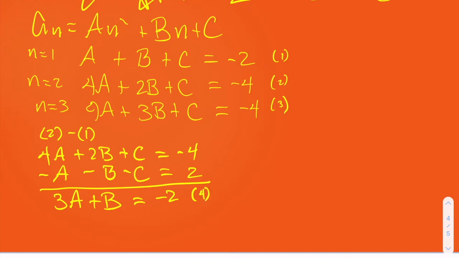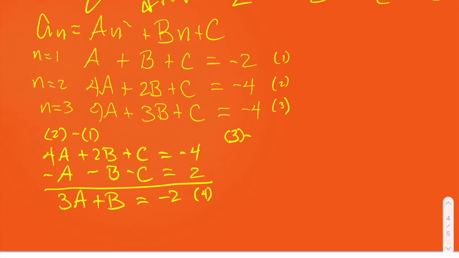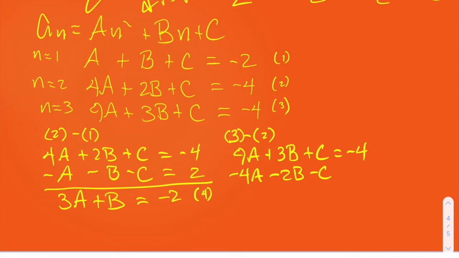And we're going to do this again. We're going to take equation 3 and let's subtract equation 2. And that's going to be 9a plus 3b plus c is equal to negative 4. And I've got negative 4a, negative 2b, negative c is equal to positive 4. So when I add straight up and down, I just get 5a plus b. The c's go away, and I have negative 4 plus 4 is 0. So that's going to be equation 5.